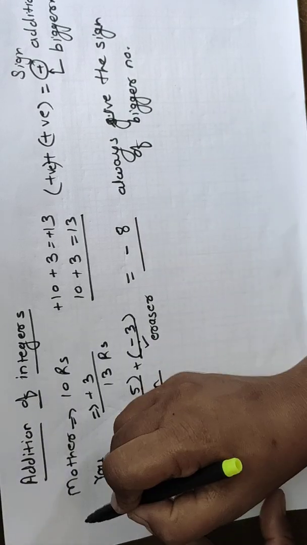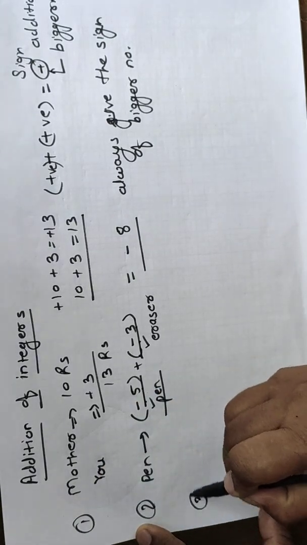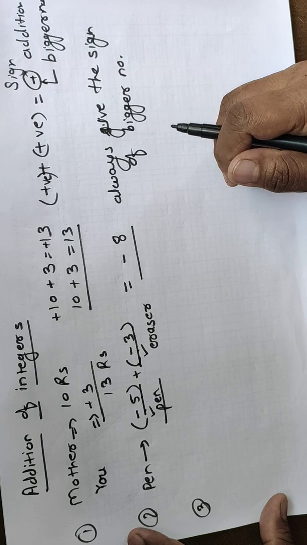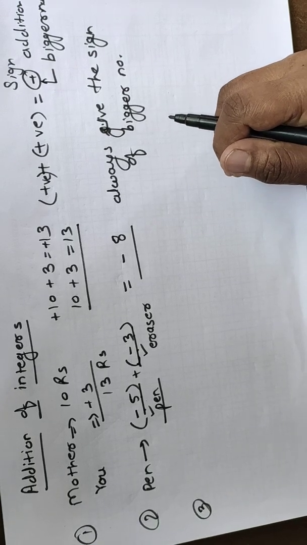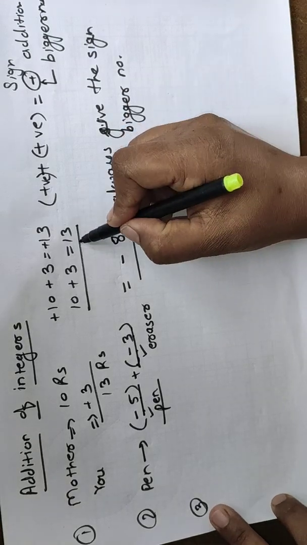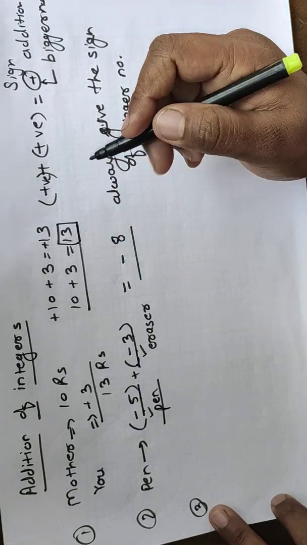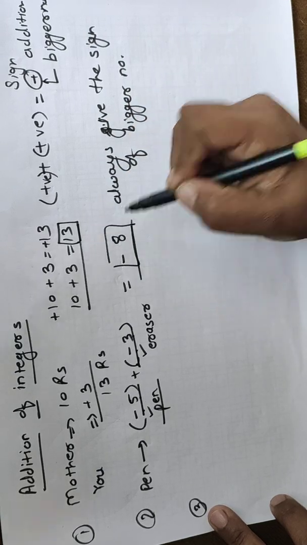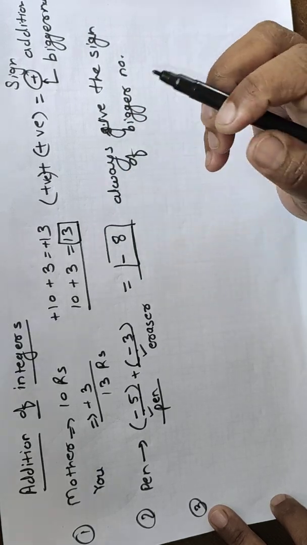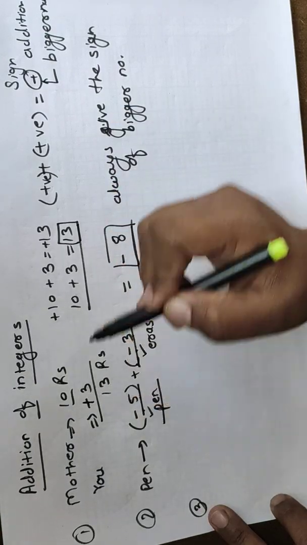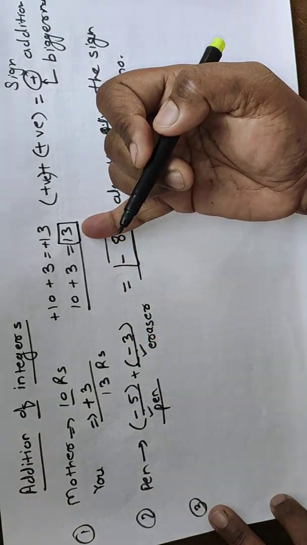Now we will see one more example for better understanding. Suppose you now have a total of 13 rupees. Out of these 13 rupees you have to spend some, so this much rupee has been spent. First your mother gave you 10 rupees, you already had 3 rupees, and in total you have 13 rupees.